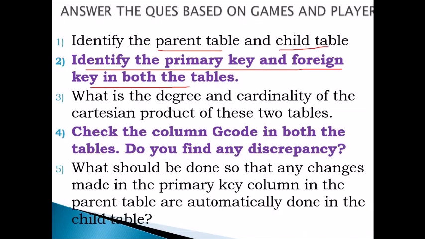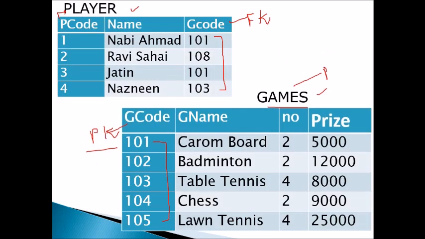What is the degree and cardinality of the Cartesian product of these two tables? So first find the degree and cardinality of the individual tables. What is the degree of player table? Degree is number of columns, 1, 2, 3. So 3 columns means the degree is 3 here. And what is the cardinality? Cardinality means number of rows, 1, 2, 3, 4. 4 rows are there. So cardinality is equal to 4 here.